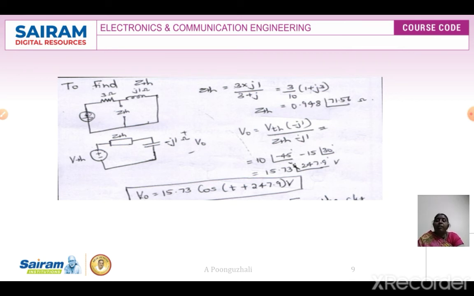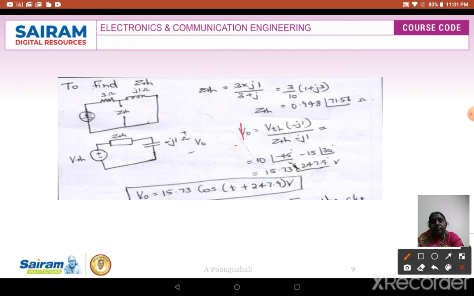So now we have to find out what is going to be V0, that is the current that is going to flow through minus j1. So that is nothing but your VTH divided by ZTH. So here in this case, this is your I0 current. So your I0 current is equal to VTH by your ZTH minus j1. So here you substitute, simplify it, and you will get your I0 to be 15.73 phase angle 24.79.